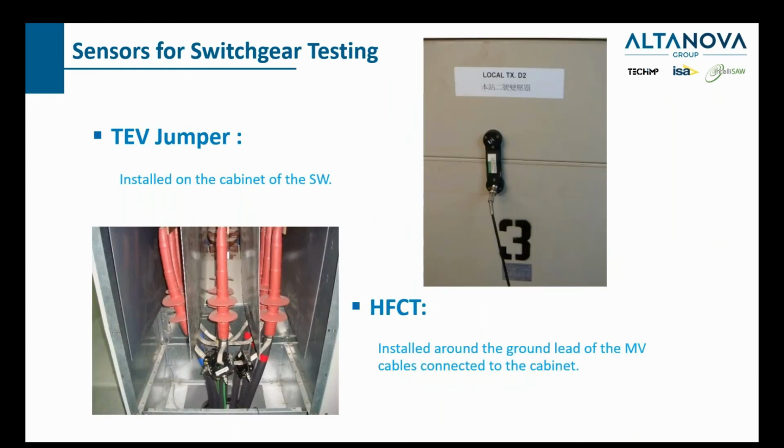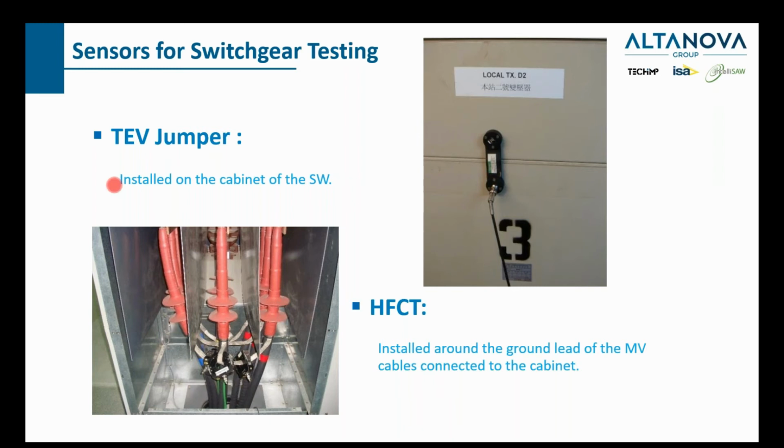And for the switchgears, HFCT again, this is a common sensor, and besides that, we can use the TEV, transient earth voltage jumper, that can be installed on the door of the switchgears. So we don't need to open the switchgear door. In many cases, for safety concerns, the customers don't want to open the switchgear panels. TEV jumper will be a good choice.